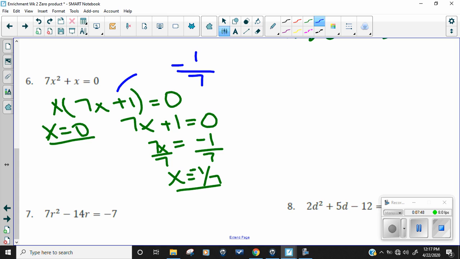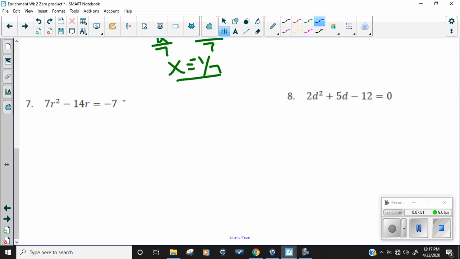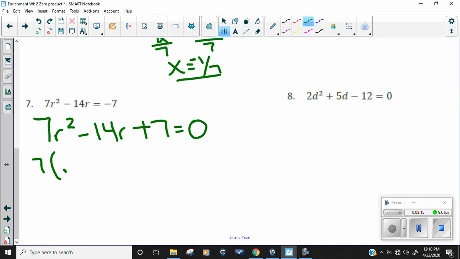Okay, let me do the last two. Right off the bat, we want 0 on one side. So this is going to be 7r squared minus 14r plus 7. It's going to go to the other side and going to be a plus and equals 0 on the right. First step, GCF. Right off the bat, I could tell there's 7. So r squared. 14 divided by 7 is 2. 7 divided by 7 is 1.